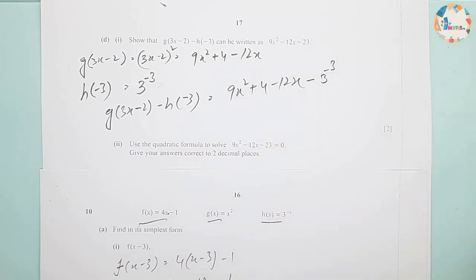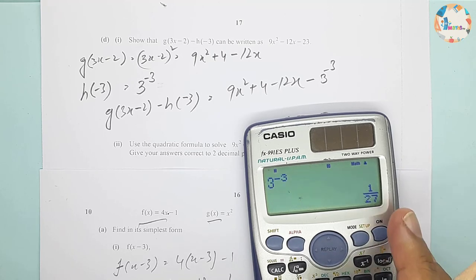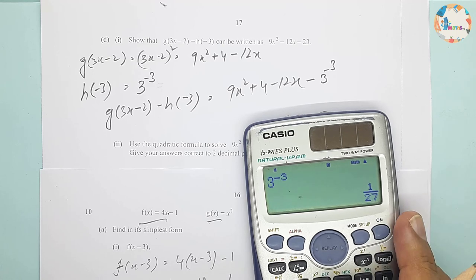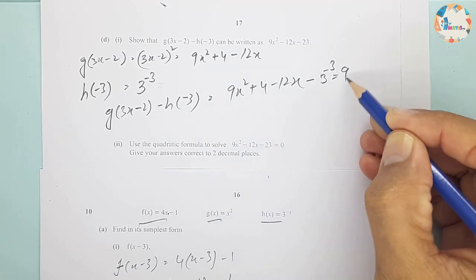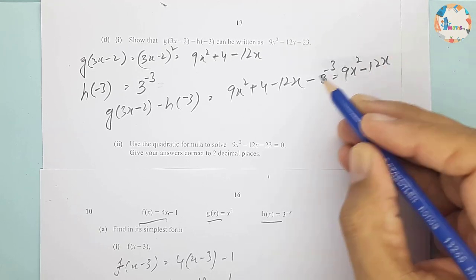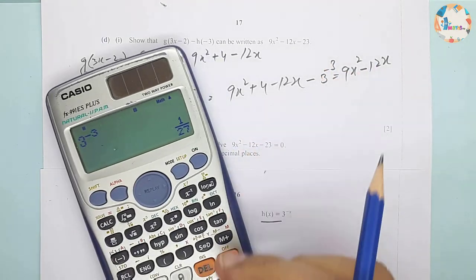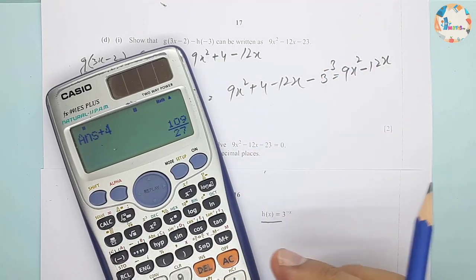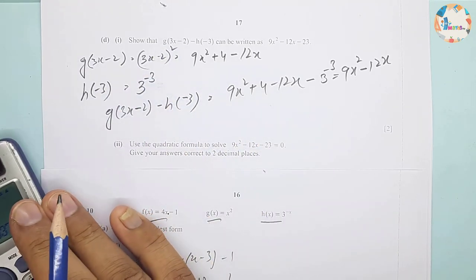Now 3 raised to the power minus 3 will be 1 over 27, so this will be 9x squared minus 12x, and this one is 1 over 27, plus 4, which is equal to this one.